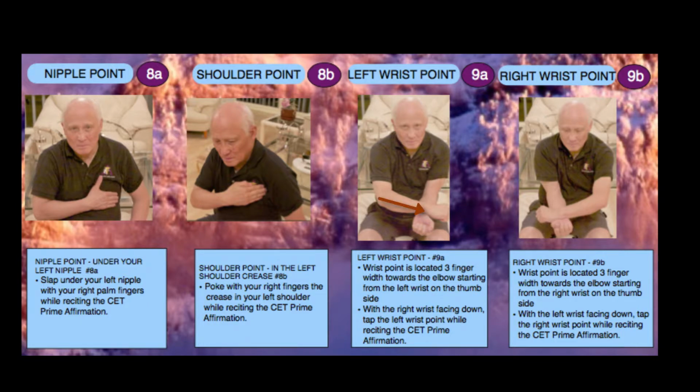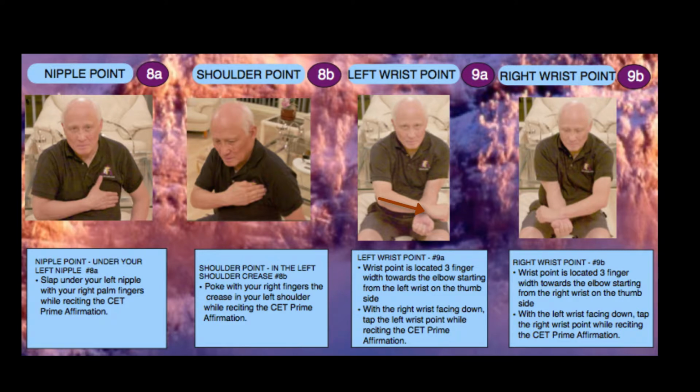The last 2 points are the left wrist point 9A. The wrist point is located 3-finger width towards the elbow, starting from the left wrist on the thumb side. With the right wrist facing down, tap the left wrist point while reciting the CET Prime affirmation.